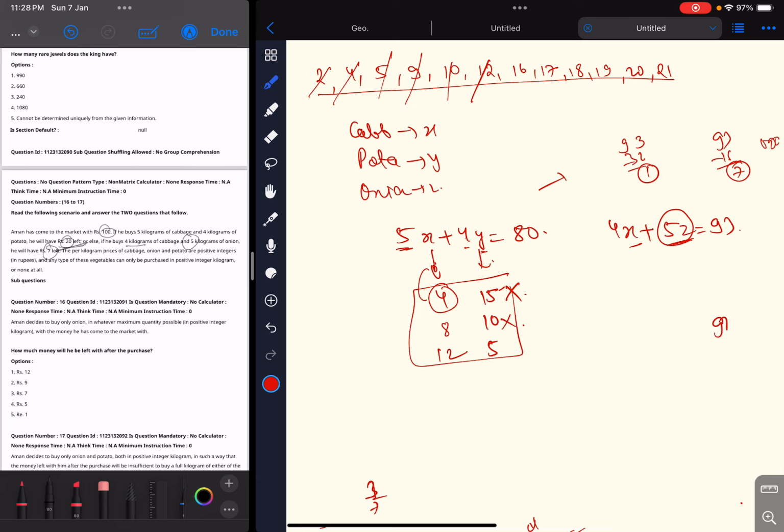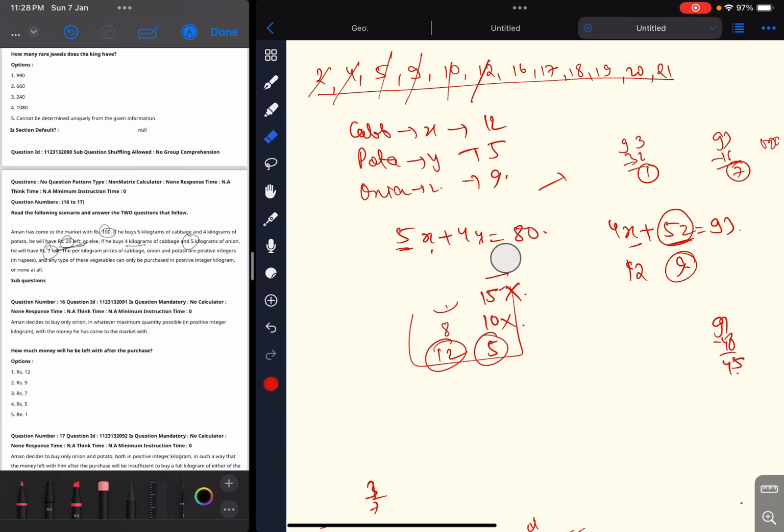Only this case is left. So 48. 93 minus 48, we'll get 45 over here, and we'll get a 5 over here and 9. So 12, 5 and 9. The value of x came out to be 12, the value of y came out to be 5, and the value of z came out to be 9. You can check again and keep and check if you want. So this we got.